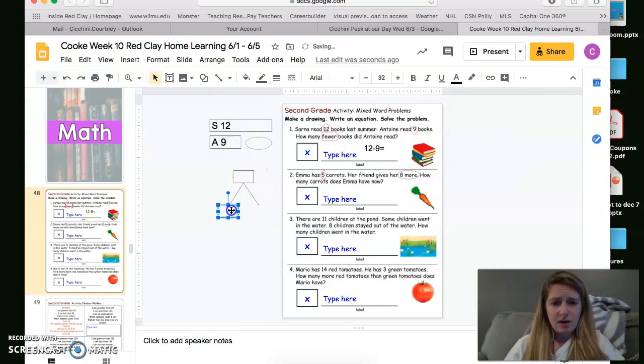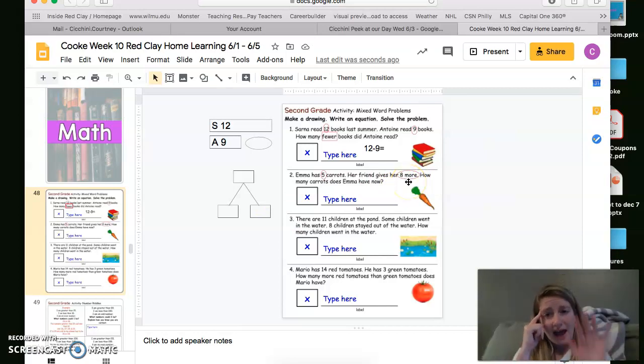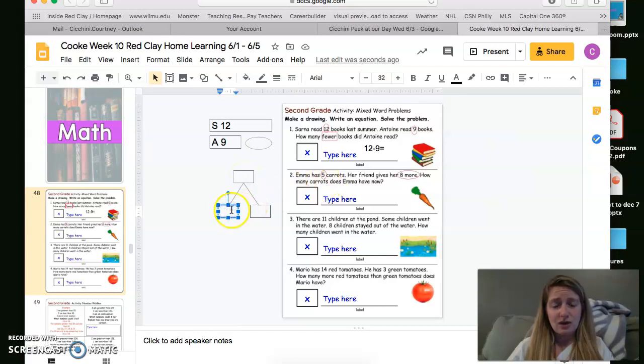Control C and Control V to make a new box. All right, and then I can fill it in. So Emma has 5 carrots. Her friend gives her 8 more. So I have to think about that. If she has 5 and she's getting more, that means I don't know my total. Okay? I know how much she started with, which is 5. I know how much she is getting, but I don't know her total.